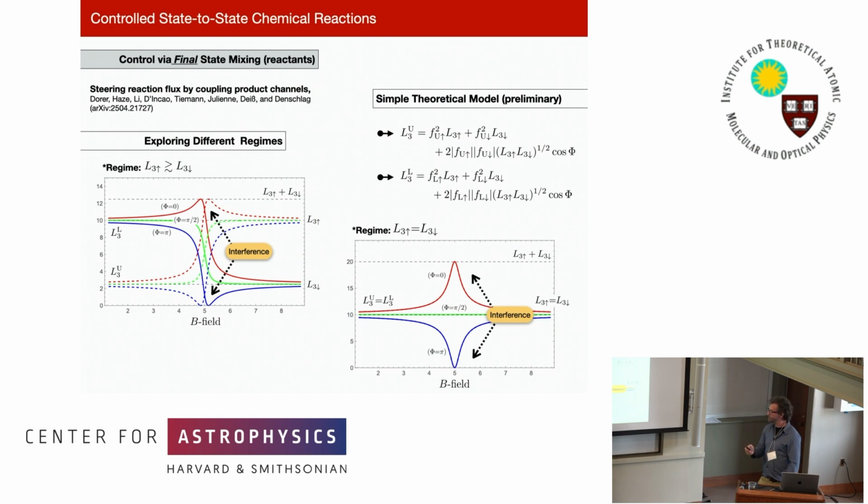If you do that, you get very distinct behavior depending on the phase. In this case, you see a clear constructive and destructive interference, and when it's pi over 2, you don't see anything. It just remains the same.